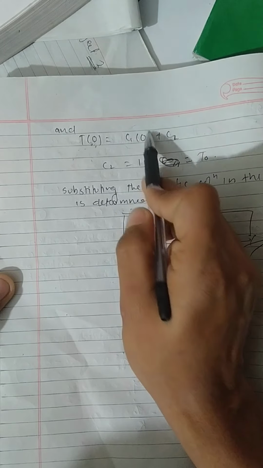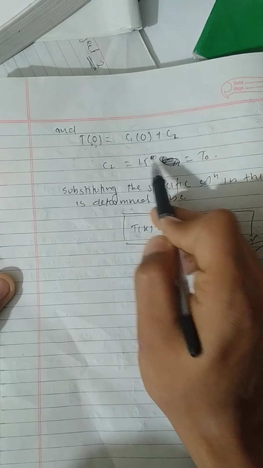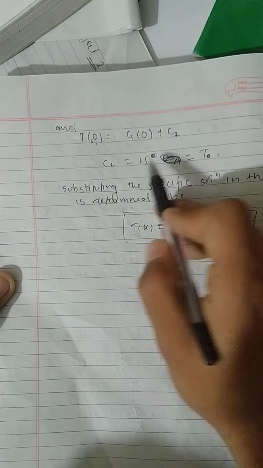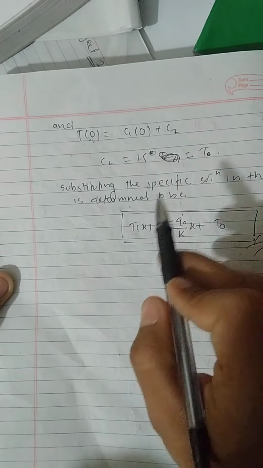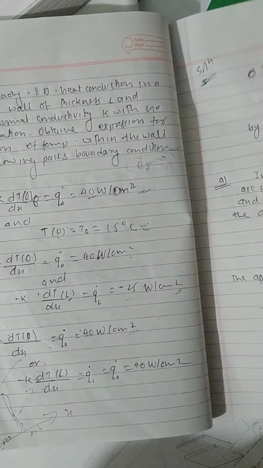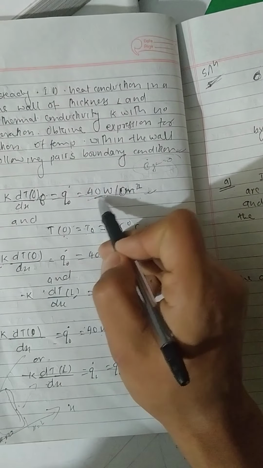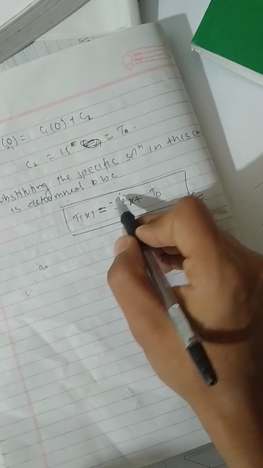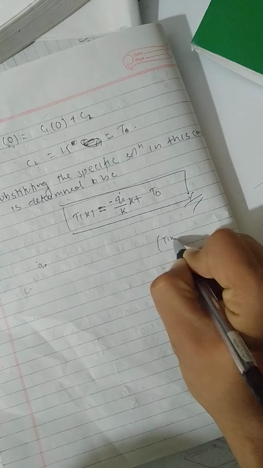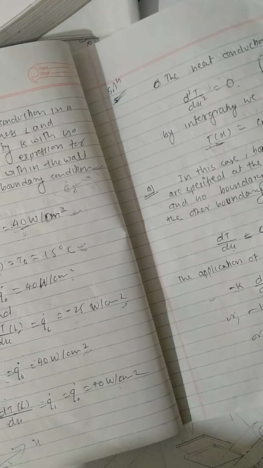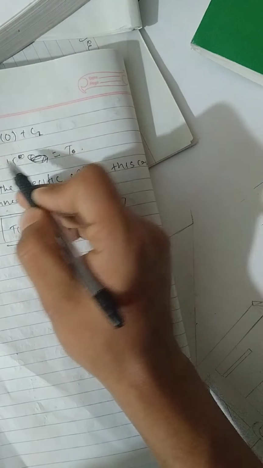In place of x we will put 0, so that term becomes 0, and c2 will be equal to 15 degrees Celsius, which is the value of T naught, the temperature at x equal to 0. Okay, we get c1 because we had given q naught, the rate of heat flux at x equal to 0, which is 40 watt per meter square, and after dividing it by k, we will get the c1 value. Now we have T(x) equal to c1x plus c2.